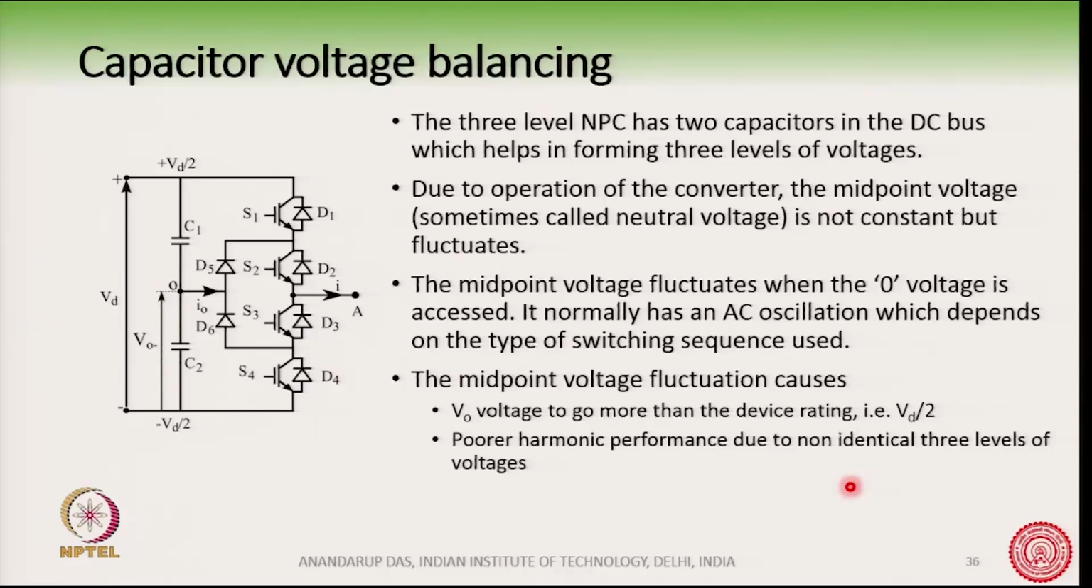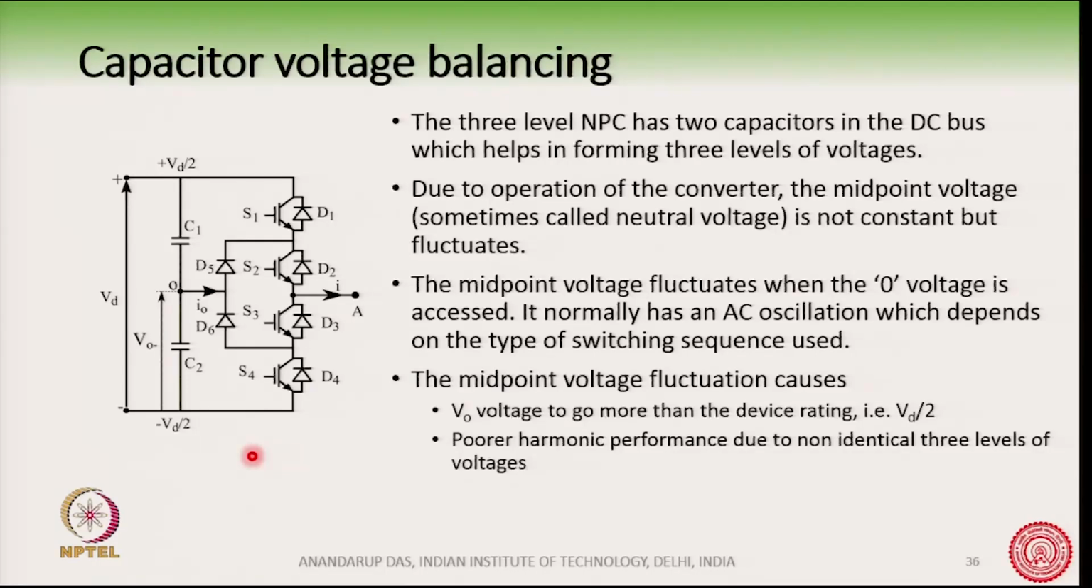If you see here the topology of the 3 level NPC, we find that there are two capacitors present in the DC bus, and the midpoint of the two capacitors, that is this point O, is utilized in this converter. The midpoint is needed because we would like to have 3 levels of voltage. VAO should have 3 levels of voltage: Vd by 2, 0 and minus Vd by 2. So, that is why we need this midpoint.